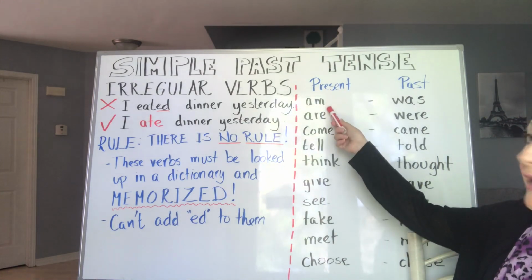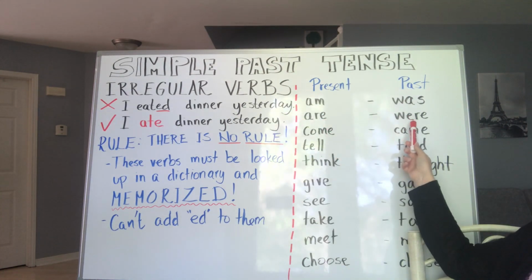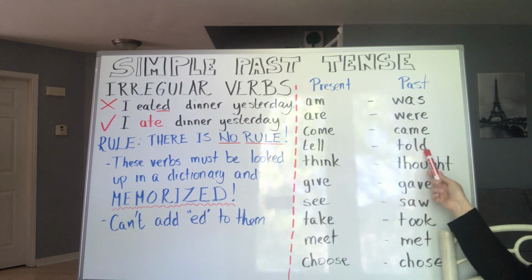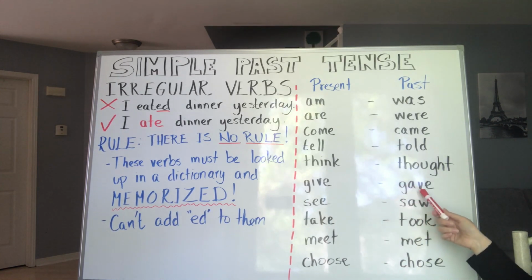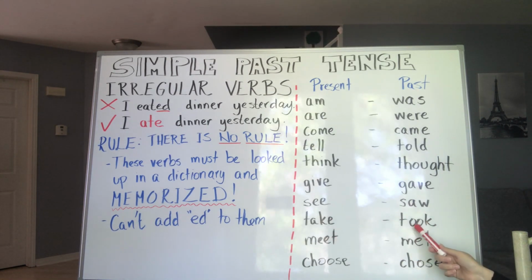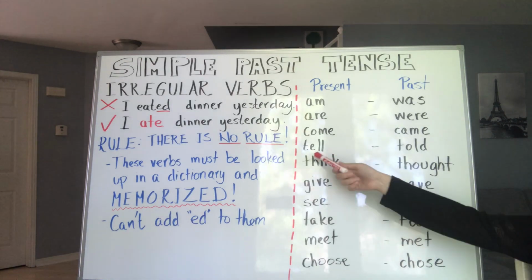So for example, am becomes was. Are becomes were. Come becomes came. Tell becomes told. Think becomes thought. Give becomes gave. See becomes saw. Take becomes took. Meet becomes met. And choose becomes chose. Now these are very close, so be careful because there's only one O, so instead of choose, it becomes chose.